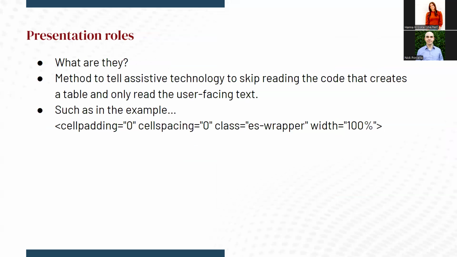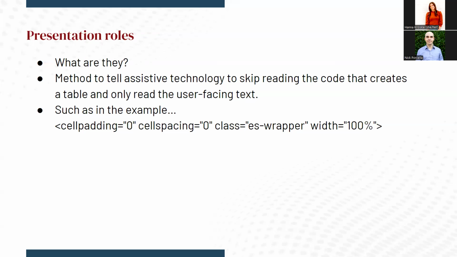One that is a little bit more technical, but that I'm sure anyone can work with, would be presentation roles. So the definition of these would be, this is a way to tell assistive technologies to skip reading the actual code that creates tables and to thus only read user-facing text. So I always like to lead with empathy when we're discussing accessibility. It would be like anyone here reading a page and being actually met with the fact that you had to read code as well.